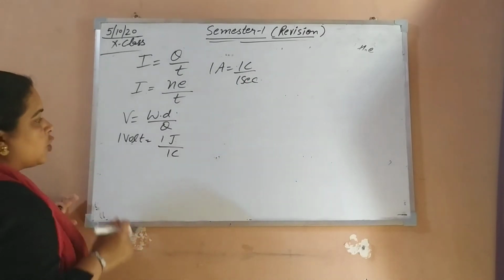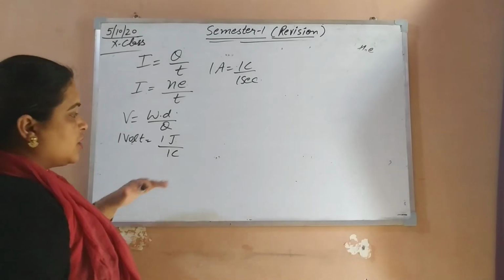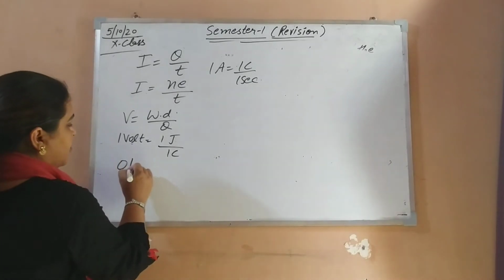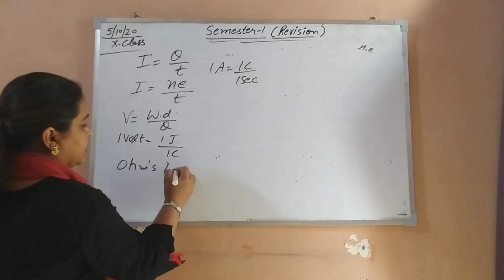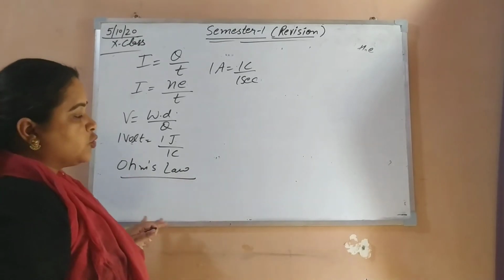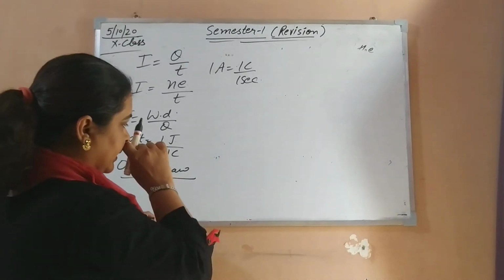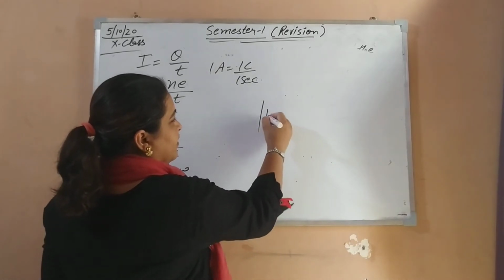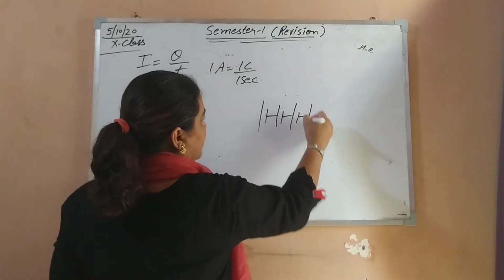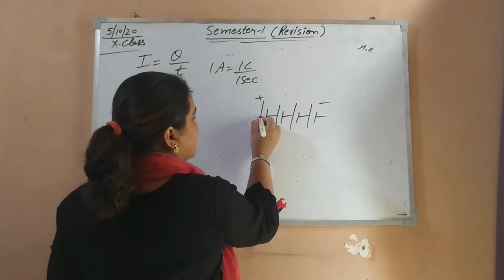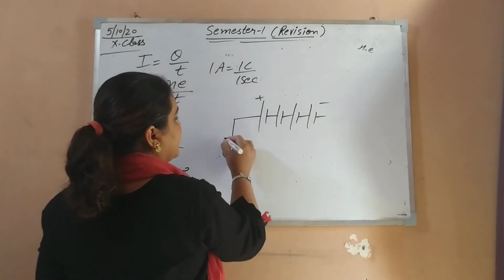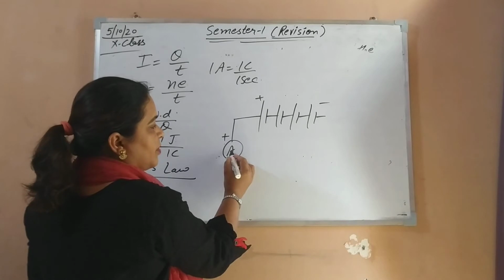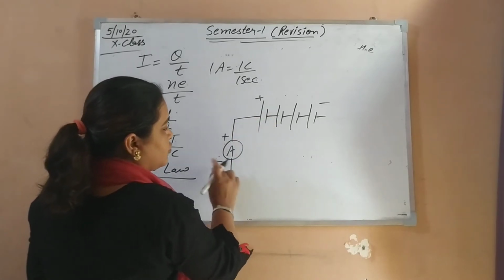Then we have done Ohm's law. What does Ohm's law state? Ohm's law states that the potential difference across the ends of a conductor is directly proportional to the current flowing through the conductor at a constant temperature. What was the circuit diagram for that? We have taken a battery, with positive terminal and negative terminal, then we have connected an ammeter in series with that. Positive terminal of the ammeter is connected to the positive and negative to the negative end.